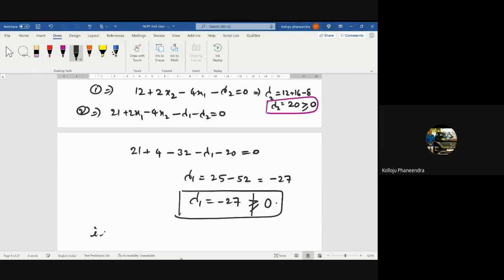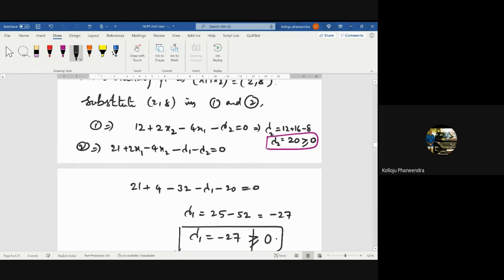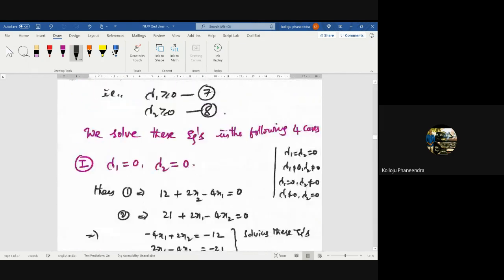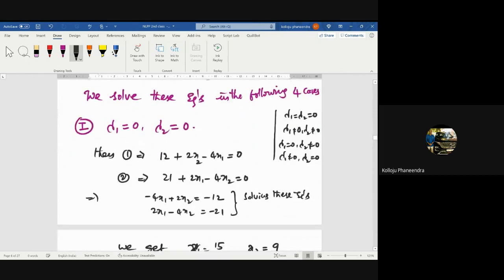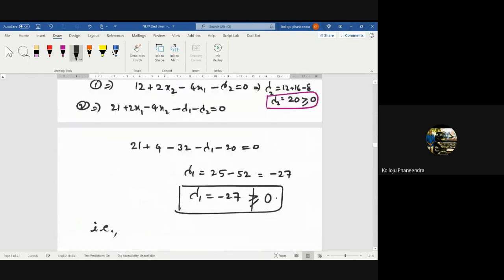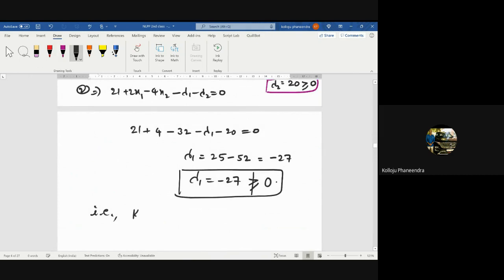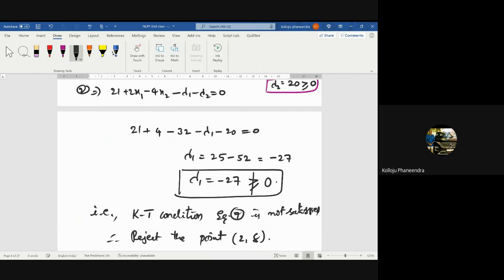This is the condition lambda 1 greater than or equal to 0, the KT condition, the seventh one. So KT condition equation 7 is not satisfied. Therefore, reject the point. That means this case is also discarded. Reject the point 2, 8.